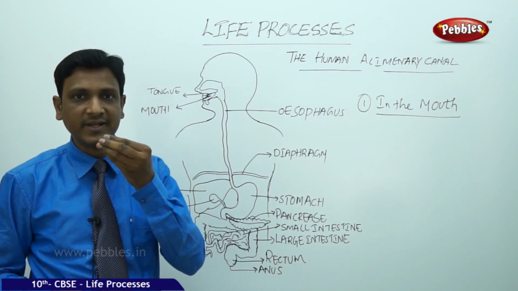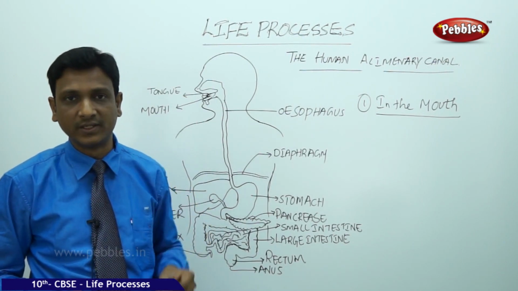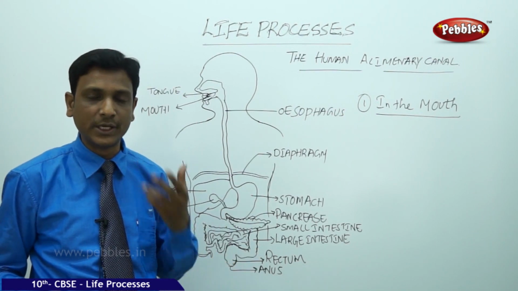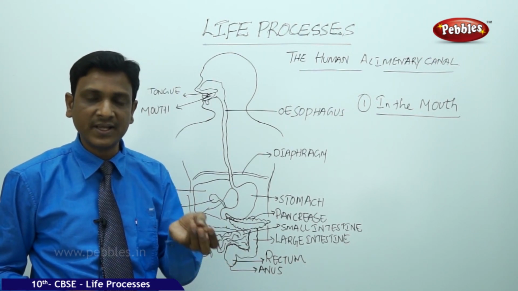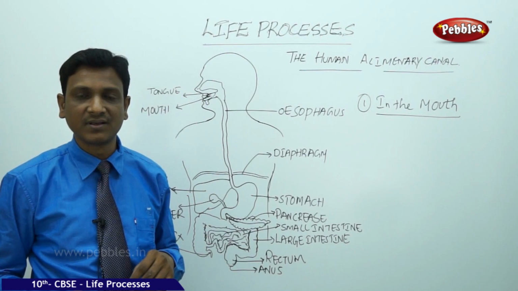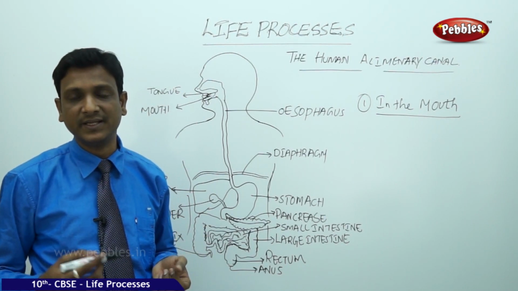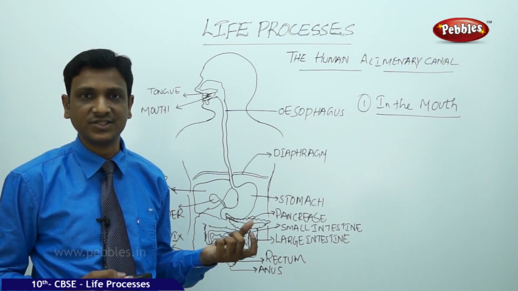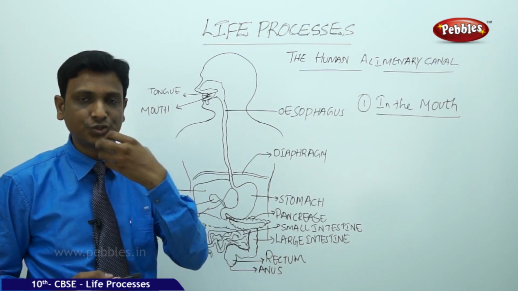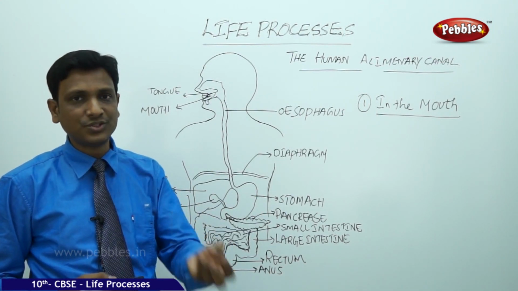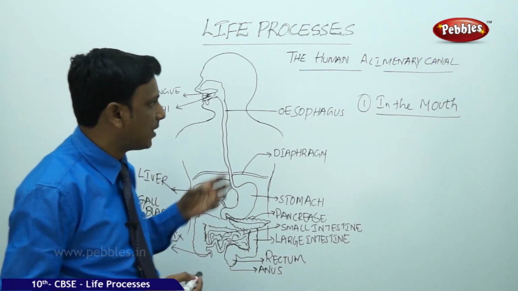Whatever food we take, we do not just swallow it. If you see birds, they don't have teeth, they swallow the grains. But it is not like that in the case of humans. In the human digestive system, first chewing takes place. So as soon as you keep the food in your mouth, you have to chew the food.